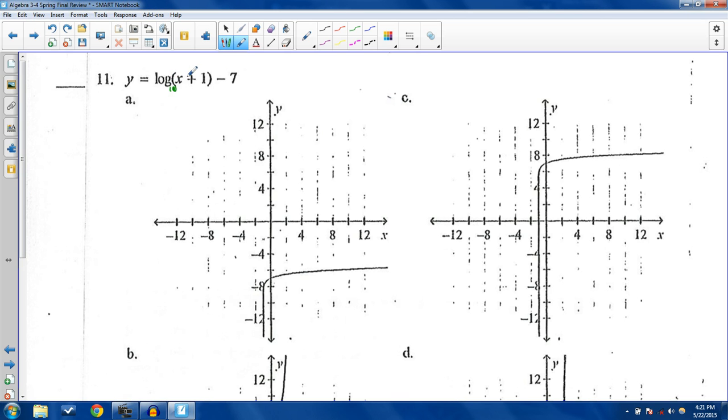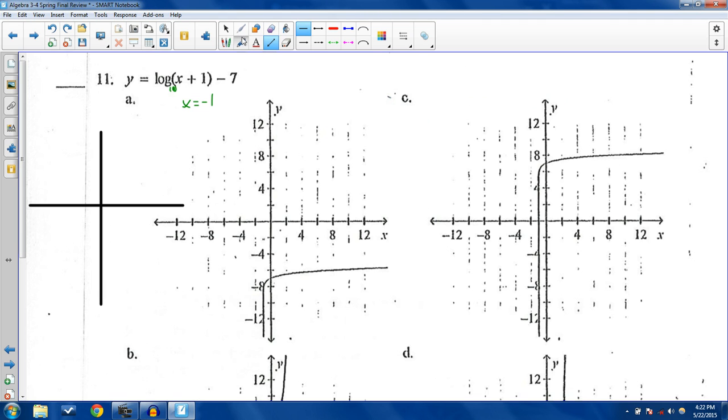Once again, first thing I'm going to do is find the asymptote. And that's when I'm taking the log of 0. When x is negative 1, that's where my asymptote's going to be. So I'm going to graph this one on the side first, and then I'm going to match it with one of my graphs. That way you can trust that we're doing it correctly after you match what you've done.